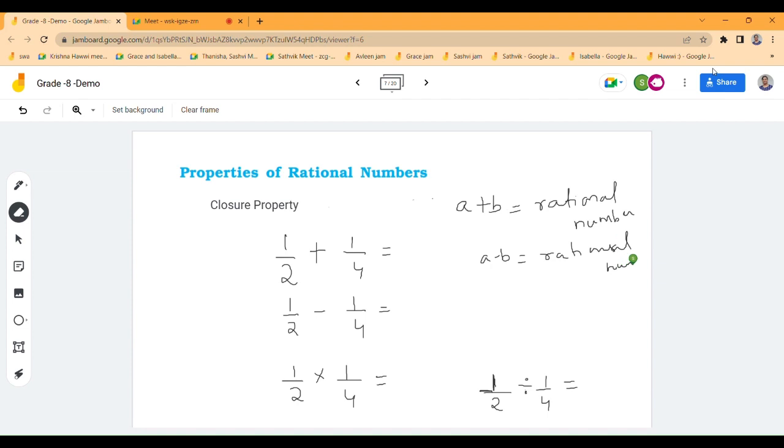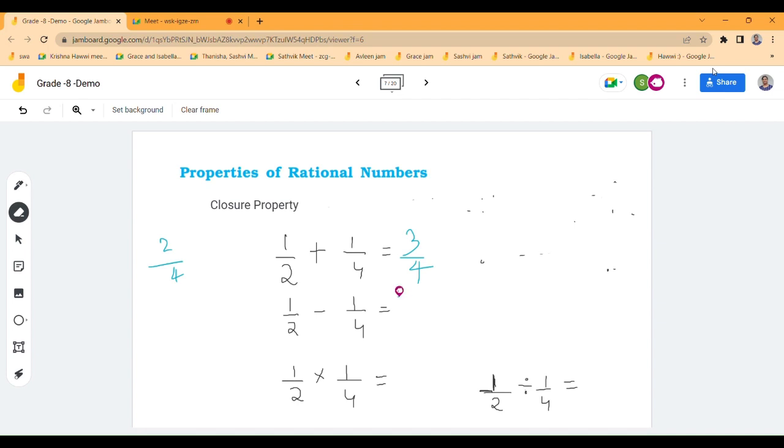Okay. So you can just try adding it: 1 by 2 plus 1 by 4. Ma'am, first we have to bring the denominators the same, right? Ma'am, it's 3 by 4. Yeah, right. So it's a rational number.